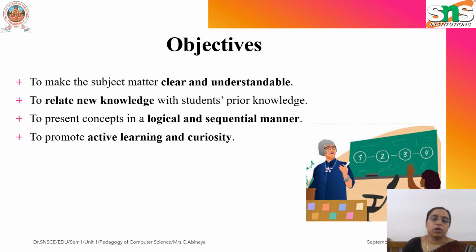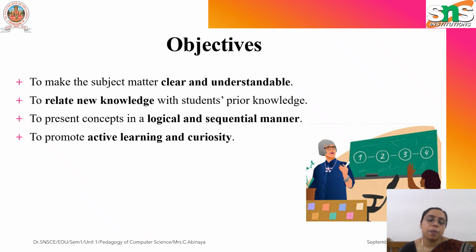Objectives of explanation. So let us look at the objectives. First one is make the subject matter clear and understandable. A good explanation ensures students can actually comprehend what they are learning. So next one is relate new knowledge with prior knowledge. So this helps the students see the connections and build on what they already know.